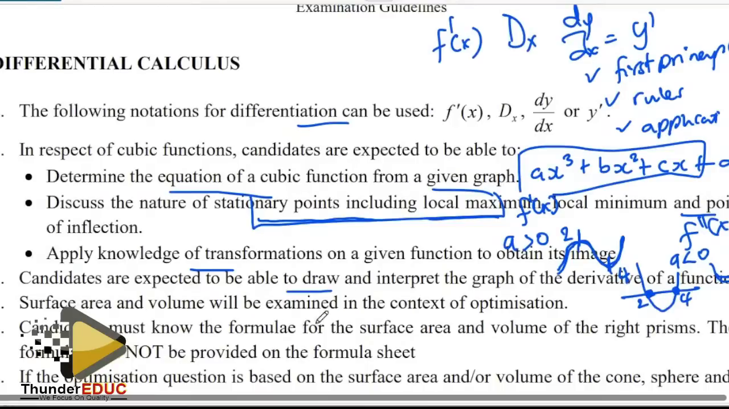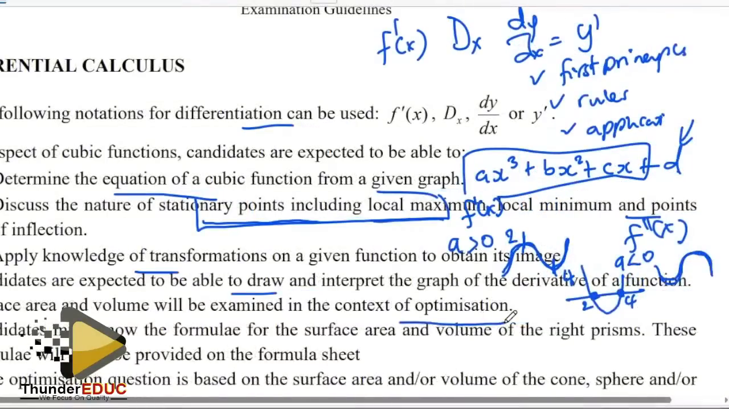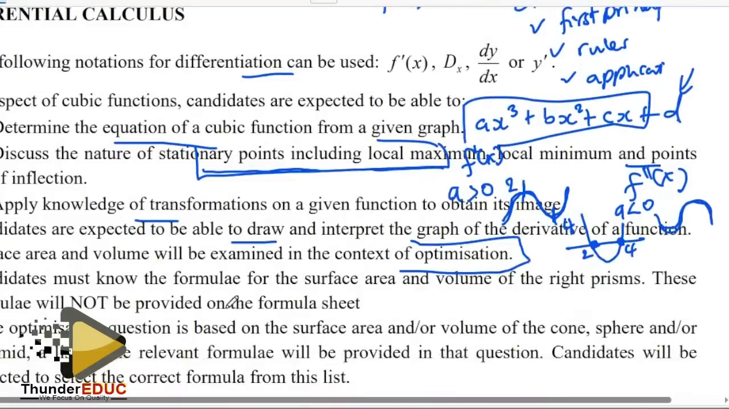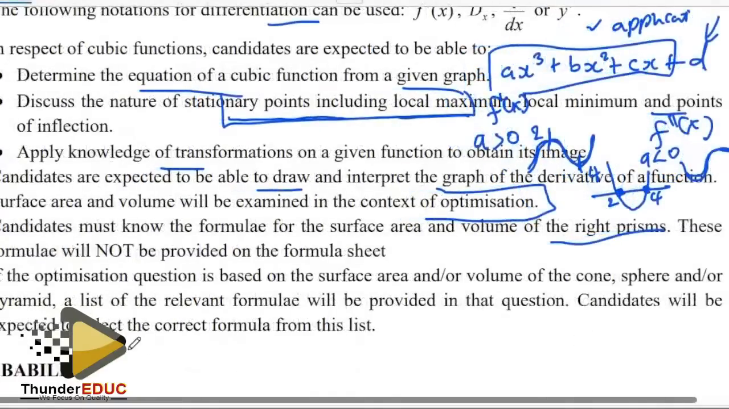Then surface area and volume will be examined in the context of optimization. In other words, when they're asking for minimum and maximum surface area, maximum volume, these you need to know. And the formulas, you need to have them ready because they're not going to give you these formulas. Okay, candidates must know the formula of the surface area and the volume of right prisms. Okay, rectangular prism, the cube, and so on and so forth. This will not be provided. If the optimization question is based on the surface area or volume of the cone, sphere and so on, the relevant formula will be provided in that question, not on the page, just within that question. So you have to select the correct formula from the list because sometimes they can give you more than one.